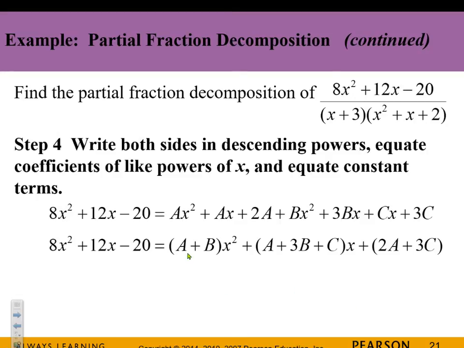So what does a plus b equal? 8. What does a plus 3b plus c equal? 12. What does this make? There they are. Now we have another system.